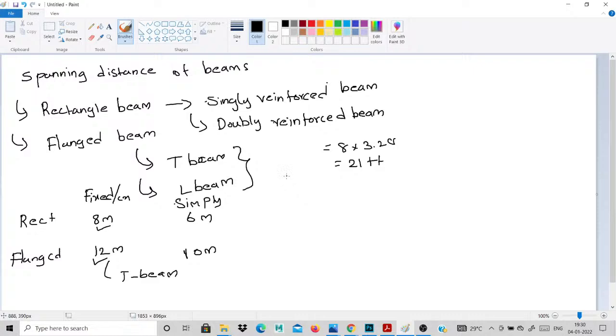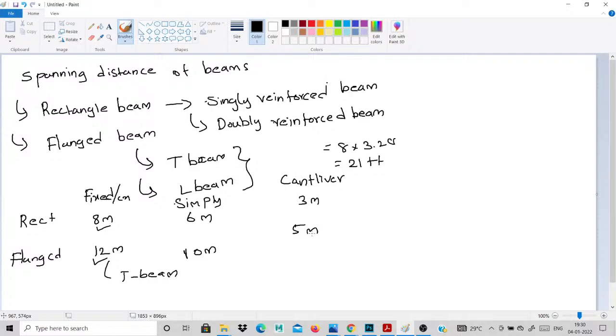Then you go for cantilever. You design as a cantilever: rectangular section as 3 meters, then flanged section as 5 meters. This is the main spanning distance for beams. For fixed or continuous, rectangular means 8 meters and flanged is 12 meters. Only the flanged section is economical at 12 meters. Then simply supported is 6 meters for rectangular and 10 meters for flanged, and 3 meters for cantilever. These are the main things.